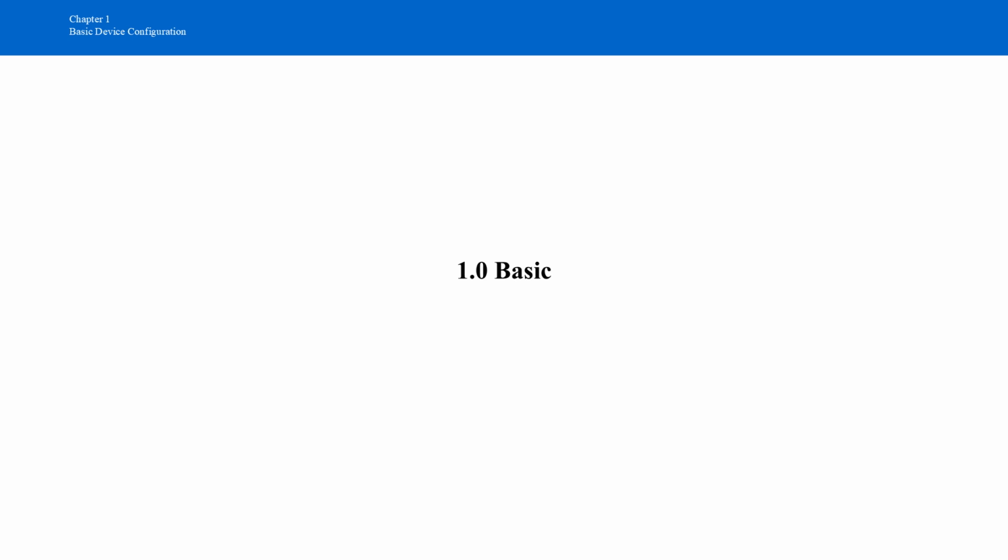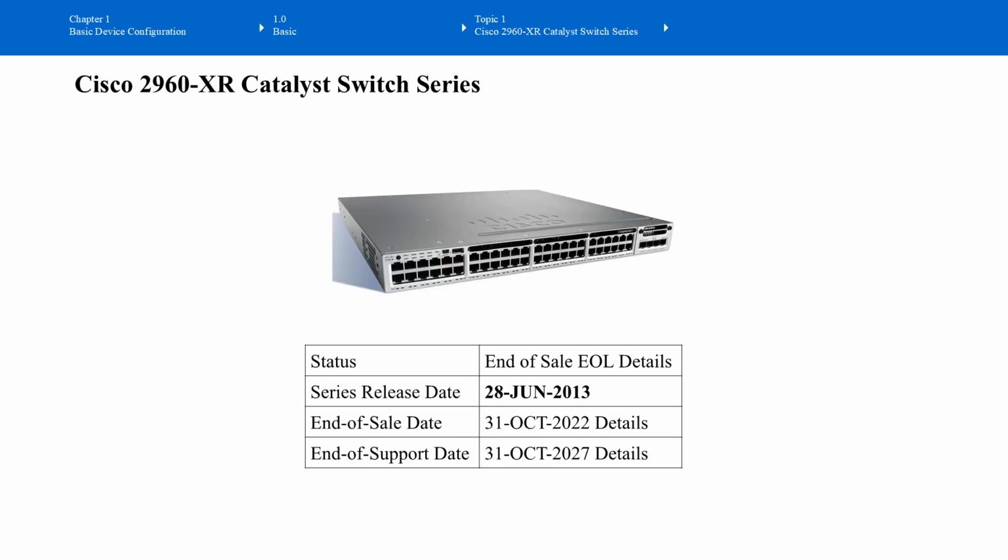1.0, the basics. So here is the Cisco 2960 Catalyst switch. As you can see, this switch has many ports. Each port connects to a device. There are many ports connected to many devices at the same time, and these devices can communicate through this switch.